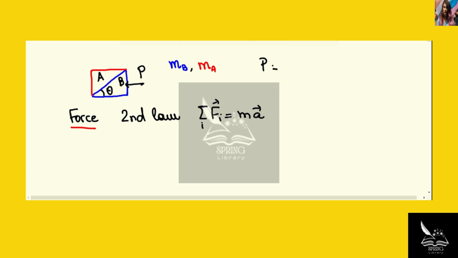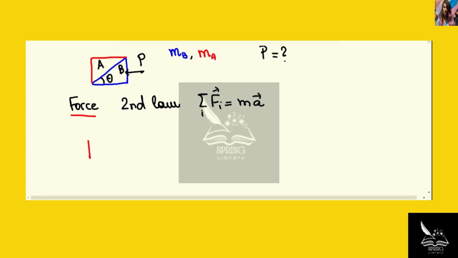The exercise actually asks us to find the largest value of P that will result in the two blocks being stuck together. So that will result in block A not moving relative to block B. Okay, so how do we do this exercise? What we need to do first is to draw the free body diagram for both blocks.